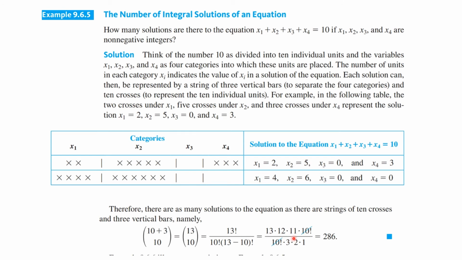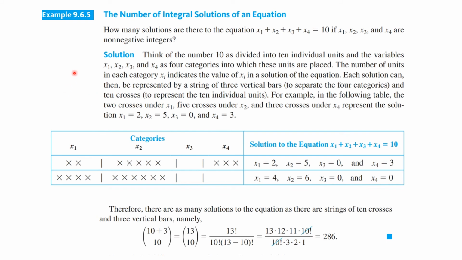Let's apply that to determine the number of integer solutions of an equation. This question would be posed as: how many solutions are there to the equation x1 plus x2 plus x3 plus x4 equals 10, if x1, x2, x3, and x4 are non-negative integers? That means each is 0, 1, 2, 3, and so on.